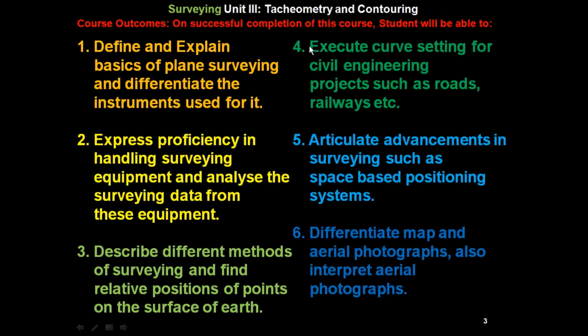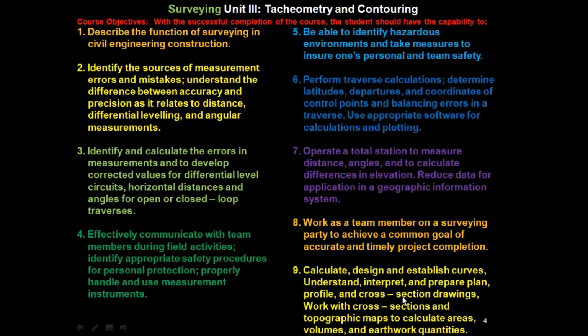Fourth course outcome: execute curve setting for civil engineering projects such as roads, railways, etc. Fifth course outcome: articulate advancements in surveying such as space-based positioning systems. Sixth course outcome: differentiate map and aerial photographs, and also interpret aerial photographs. Now we will see the course objectives.